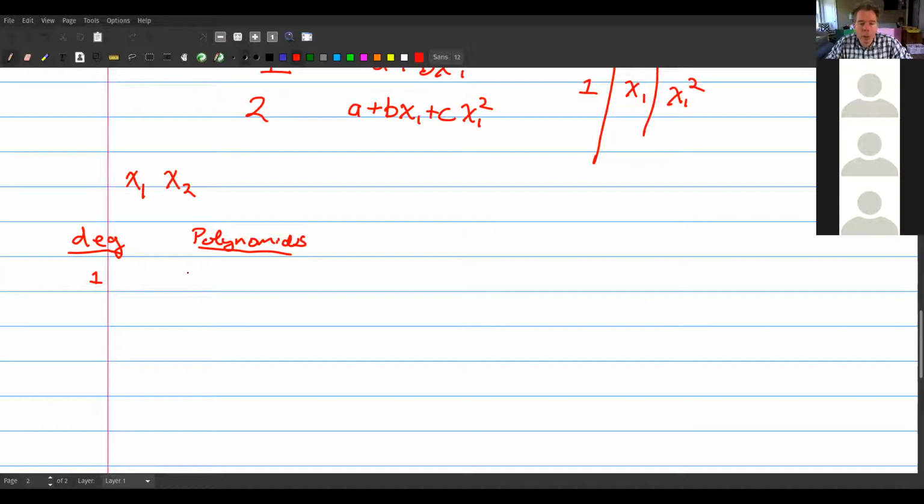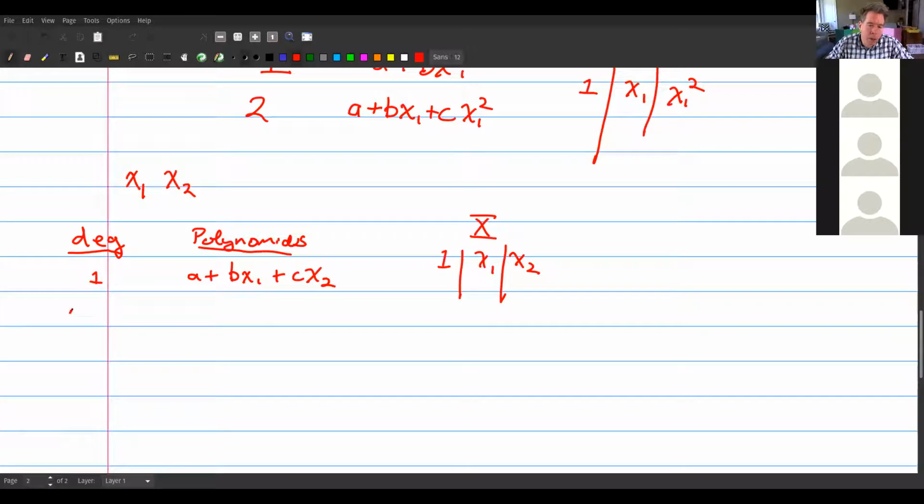Okay, so degree 1 polynomials with these 2 variables, you just have things like a plus bx1 plus cx2. So those are the degree 1 polynomials. And so the data matrix X has just a column for 1 and a column for x1 and a column for x2. And then W takes care of the coefficients.